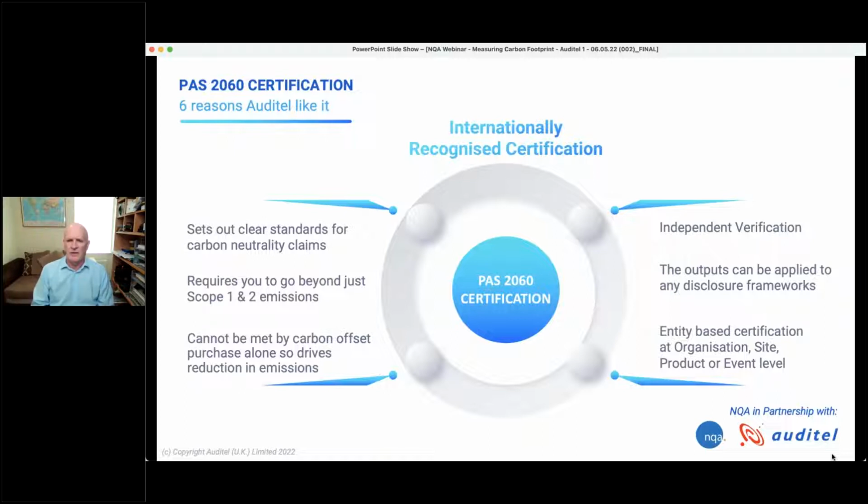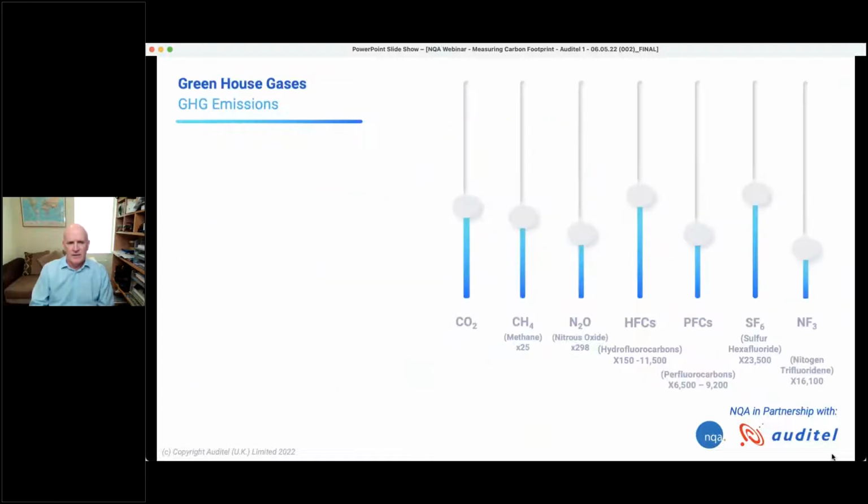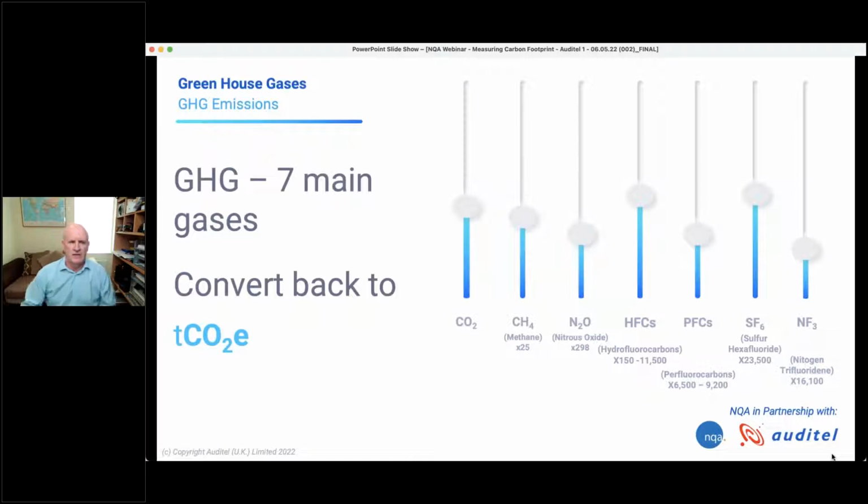And also one of the other reasons we like PAS 2060 is it does not allow or make provision for a declaration of carbon neutrality solely through offsetting. So it means you can't buy your way out of a problem. You need to continually be reducing your emissions on an ongoing basis. Gavin spoke earlier about the 7 main greenhouse gases that contribute to climate change. And rather than organisations reporting on each of these gases individually, it has been agreed that the best way to do it is carbon footprinting. So when you talk about carbon footprint or carbon reduction, we're actually talking about all the greenhouse gases in total.